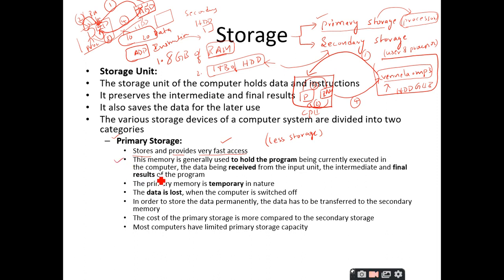The main usage of this primary memory is it is going to hold the program being currently executed, and it is going to receive the data from the input, and intermediate results and final results of the program are stored inside the primary memory. This is what we have discussed in this one. And the most important characteristic of this primary memory is it is temporary in nature. We can also say that it is volatile, very important.